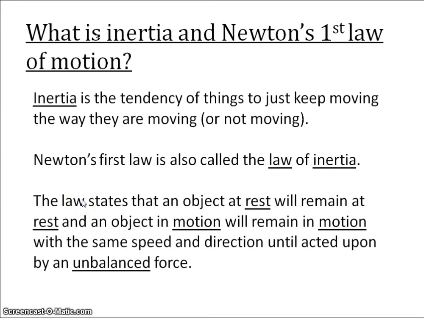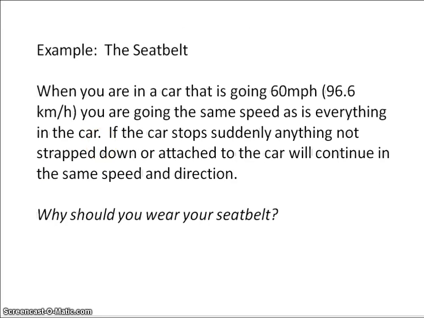So that's why the seatbelt is a great example of Newton's first law of motion. Everything in a car is traveling at the same speed as the car and will keep traveling at that speed and direction until an unbalanced force acts on it. So take a look at this again and see if you can answer that question on your paper now that you've heard some reasons. If you can't, go back and re-watch the last part of the video.